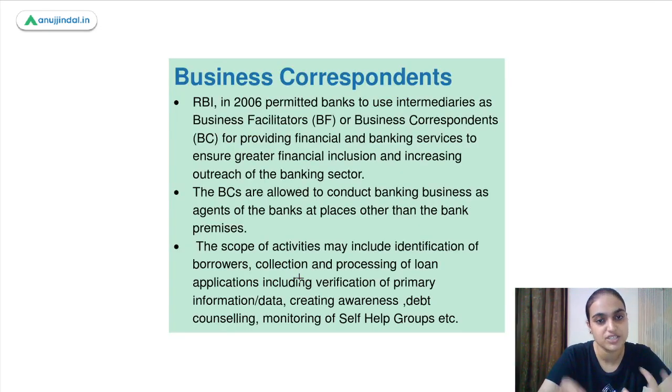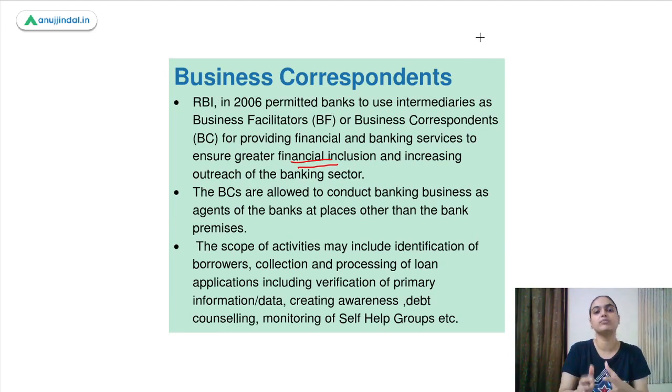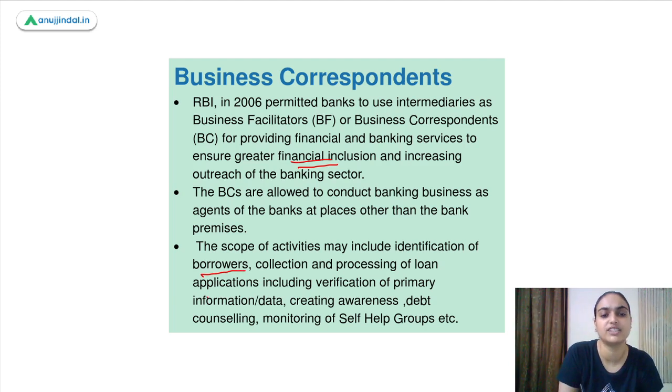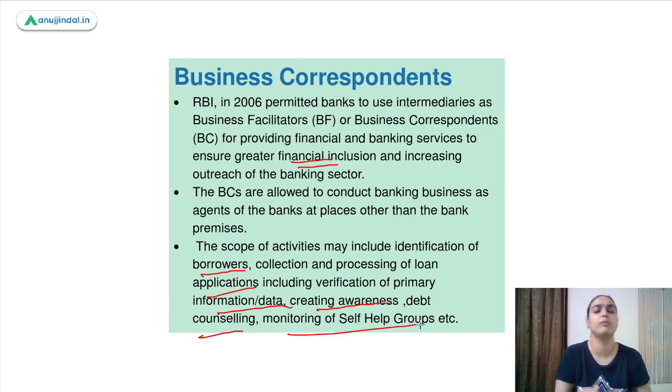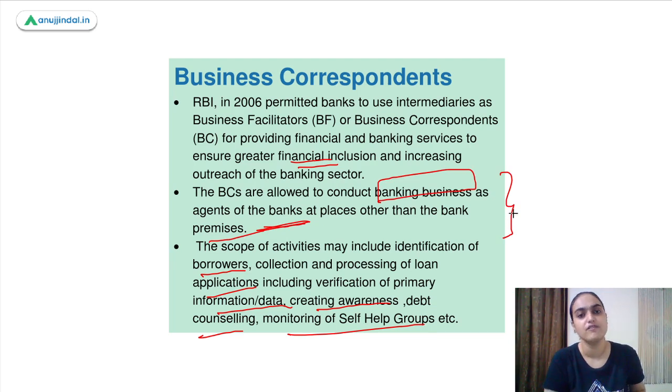Okay, so business correspondents are those business facilitators who provide financial services to and ensure financial inclusion. So ज़्यादा से ज़्यादा लोगों तक कम से कम cost में ये banks के behalf पे financial services लोगों तक पहुँचाते हैं. The scope of activities include identification of borrowers, collecting, processing loans, verification of primary information, creating awareness, debt counseling, monitoring self-help groups, taking up the deposits of people, helping them with loans and all those kinds of stuff. So the business correspondents are allowed to conduct banking business as agents of banks at places other than bank premises. So it's an important concept which you should be aware about. It's a step towards financial inclusion.